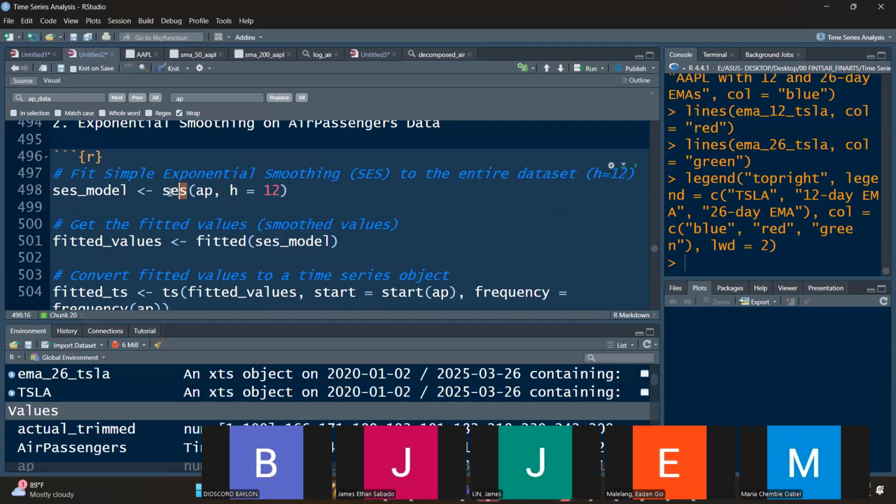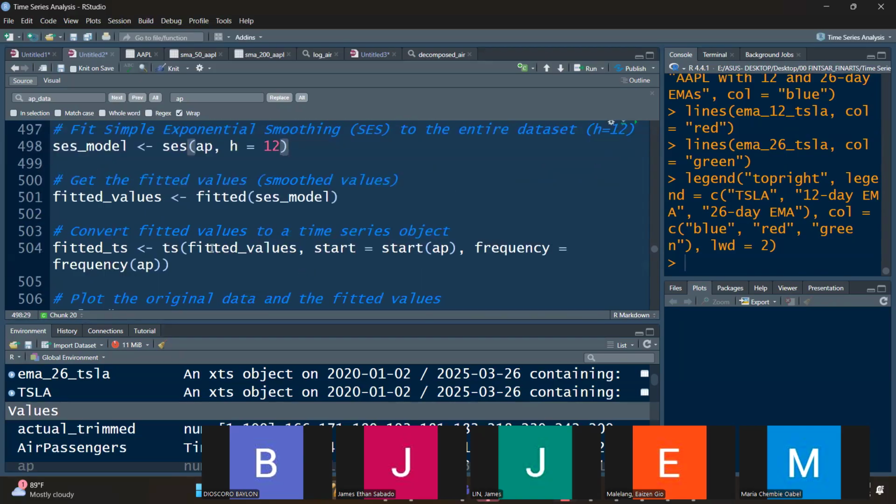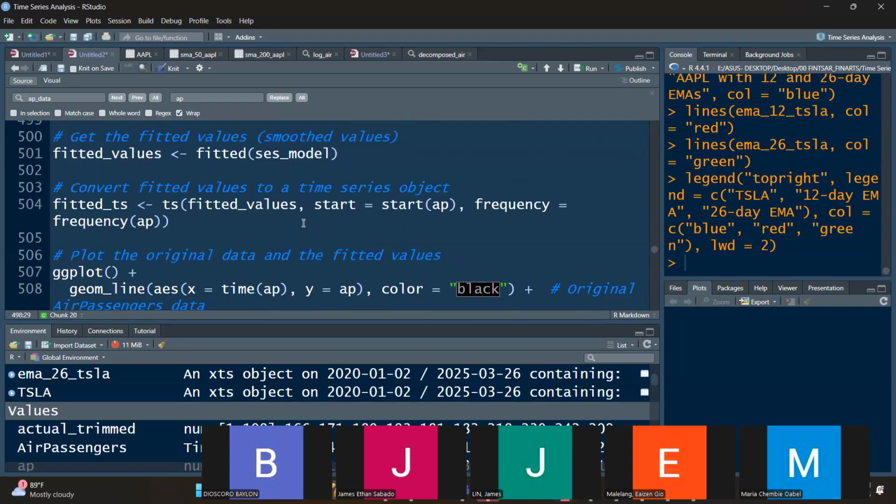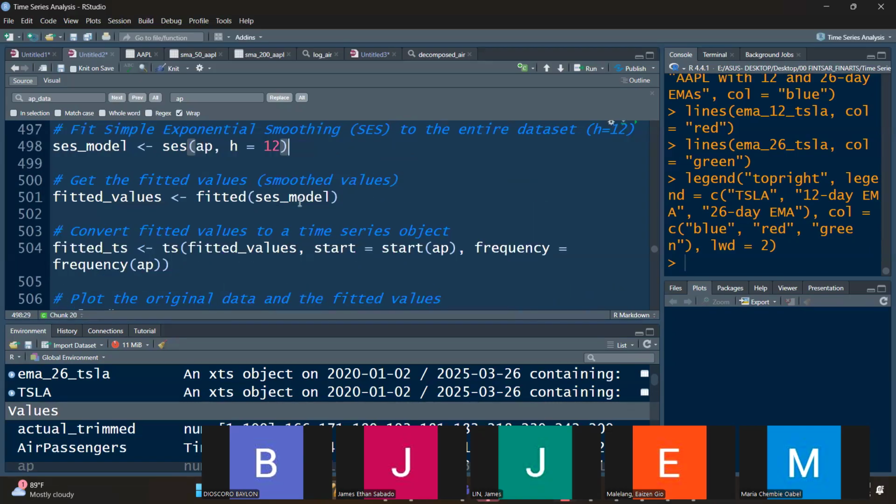The function is just the SES class, simple exponential smoothing. So we're creating this SES model. We first create a forecast of 12 observations, and then we create the fitted values, the forecasted values, from the fitted SES model. Then we create this object, fitted time series, where we convert our fitted values into a time series. The start date will be the start of AP, and the frequency will be the frequency of AP.